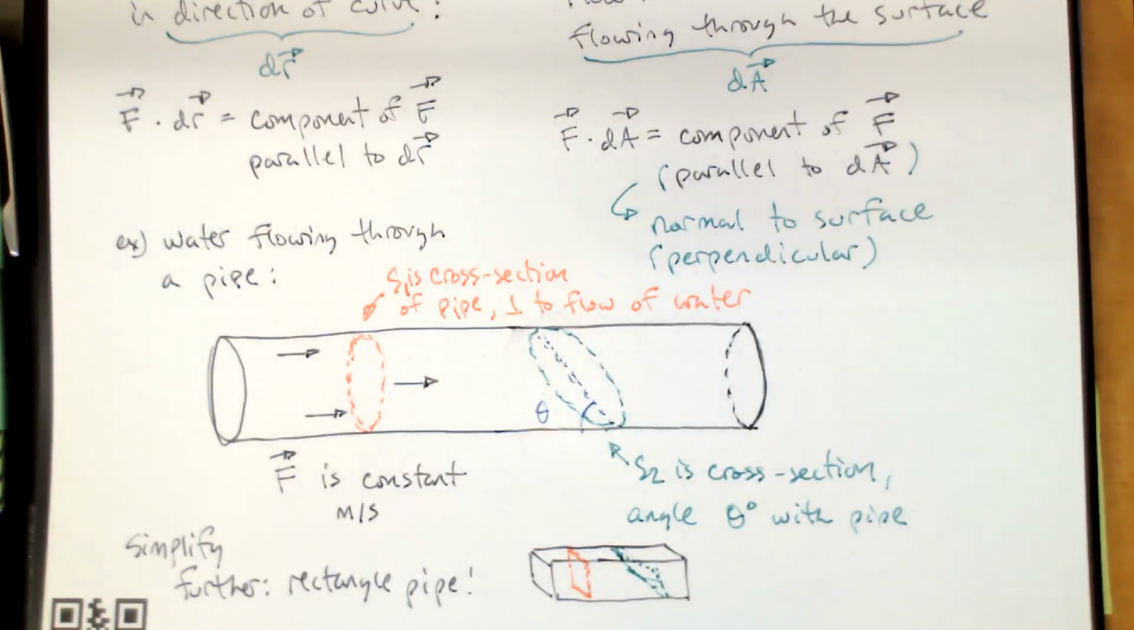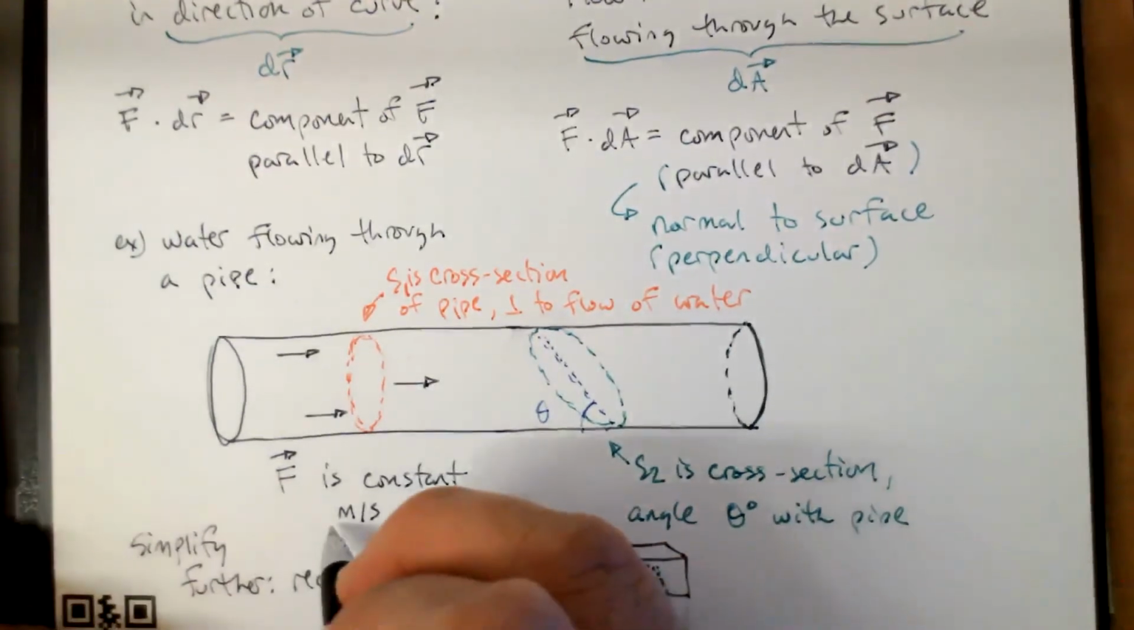The cross-section of the pipe perpendicular to the flow of water, that's going to be an area. We're looking at the flow through the surface. So we're imagining the vector field as some velocity, measured in meters per second. And the cross-section of the pipe, that's an area, that's a surface, and that's going to be in square meters.